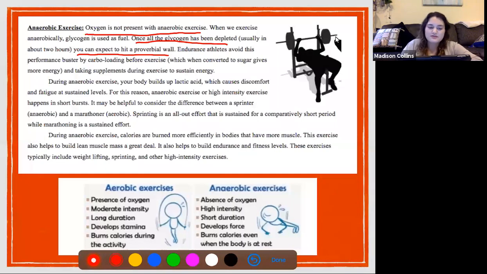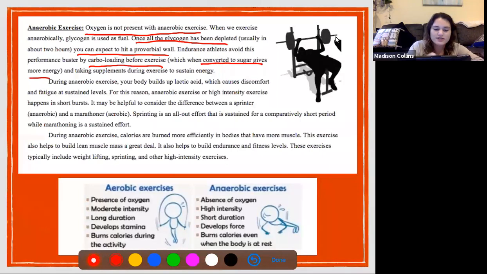So endurance athletes avoid this performance buster by doing something called carbo loading before exercise, which is basically they'll eat like a big bowl of pasta the night before a run. And that's because when those carbs are converted to sugar, it gives them more energy. And they can also take supplements during exercise to sustain energy for longer periods.